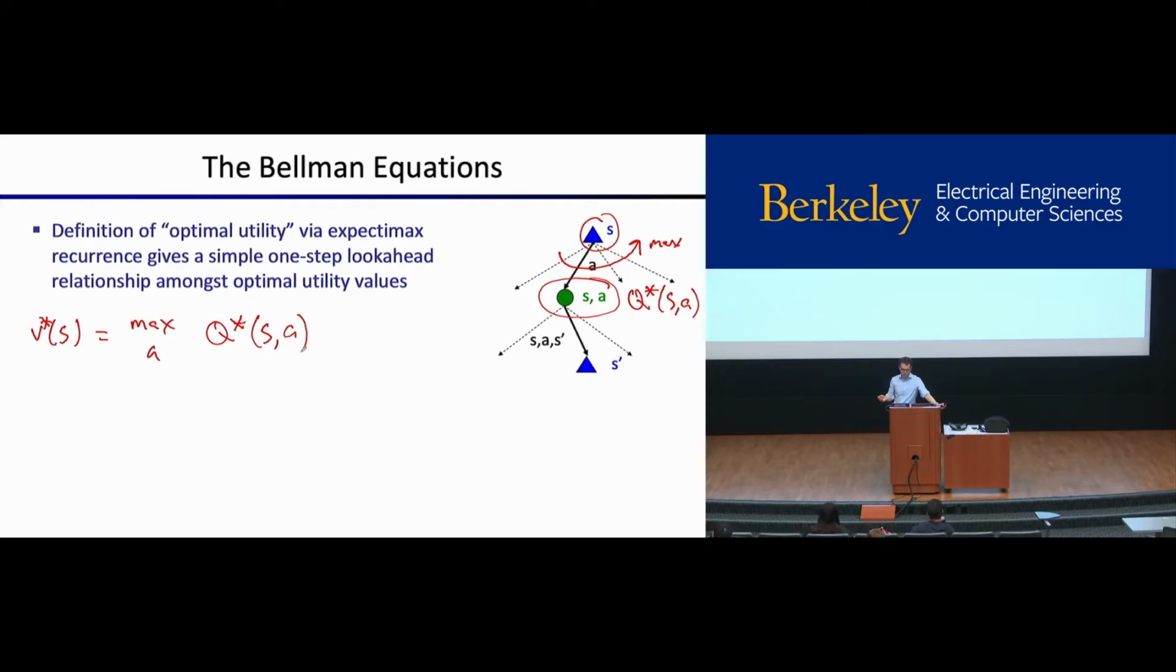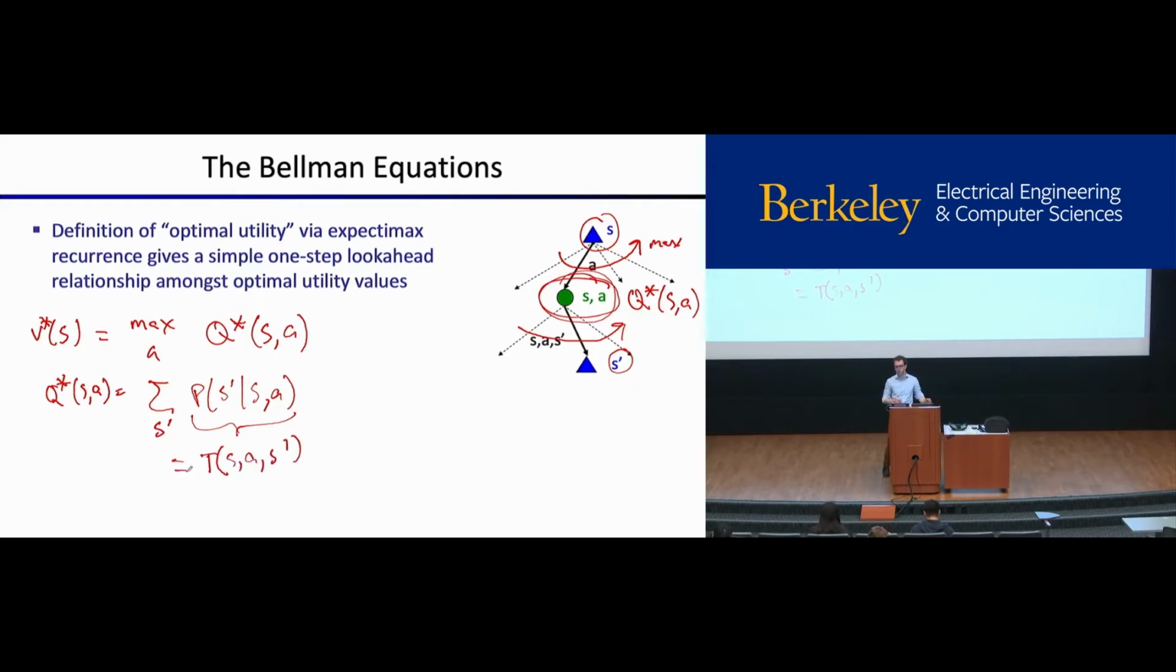But we don't know what Q star is either, right? So there's another way that we can write this. We can say Q star of SA is equal to, well, what are we doing at this chance node? It's a chance node. That means we're taking an expectation. So for an expectation, we have to sum over something. Here we're summing over all the possible next states that we could find ourselves in. So we have S prime, and we need the probability of seeing that particular S prime. So we have this probability of S prime conditioned on SA. And this is just the transition function, T of SA S prime.